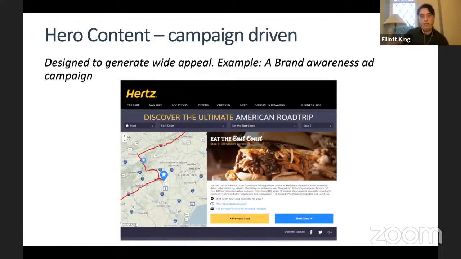So the idea there is that it's going to be very widely appealing to anyone in the world, potentially, obviously outside of COVID times, who would be interested in going to the US and making it a road trip holiday. And obviously with hero content, you can go in any direction. It doesn't need to be exactly like this, but this is an example.